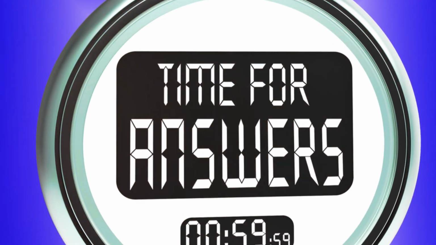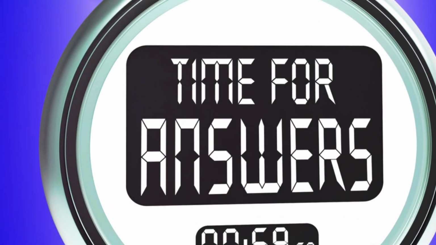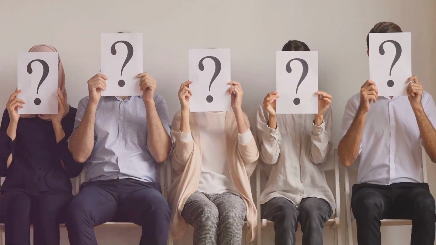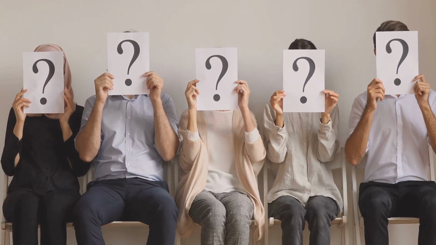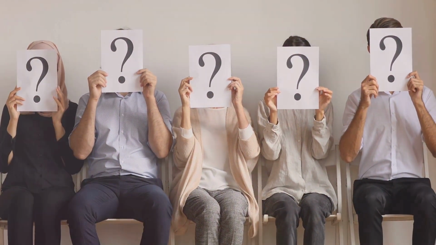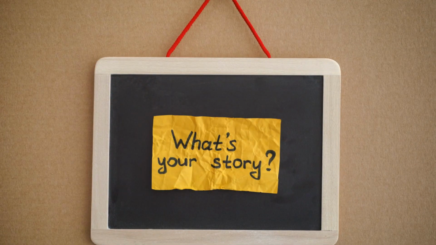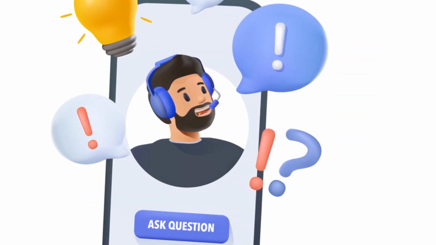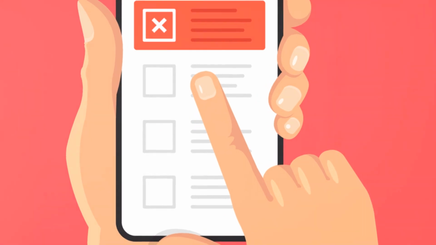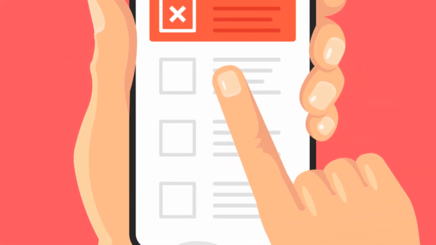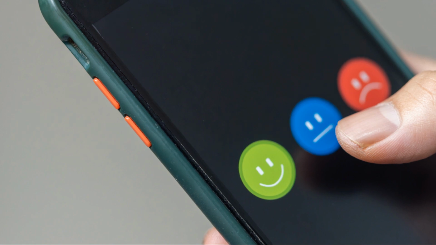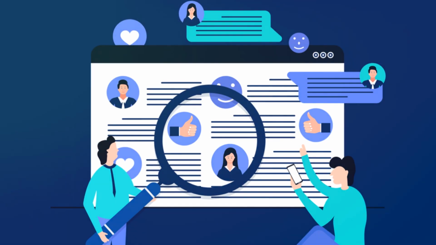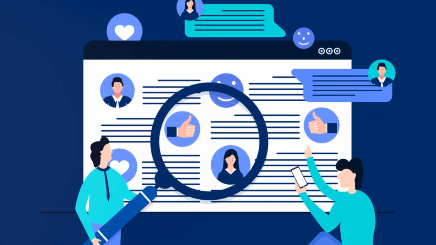Keep questions short and focused, addressing only one concept at a time. Long, complex questions can be overwhelming and confusing for respondents, leading to inaccurate or incomplete answers. If you find yourself needing to ask a multi-part question, consider breaking it down into multiple, simpler questions. By following these guidelines, you can ensure that your questions are clear, unbiased, and easy for respondents to understand. This will improve the accuracy and reliability of your data, allowing you to draw meaningful conclusions from your research.